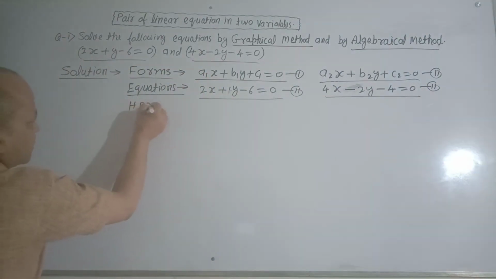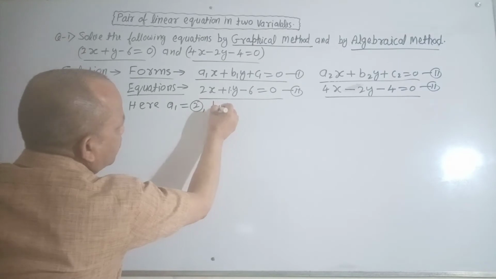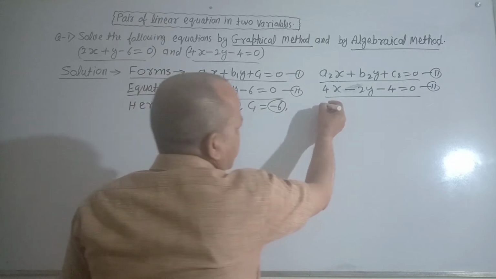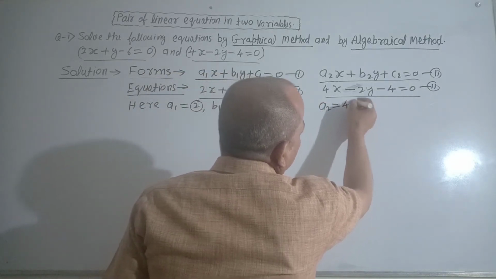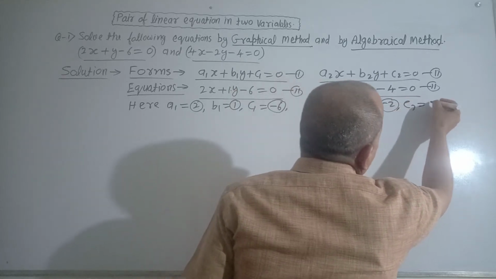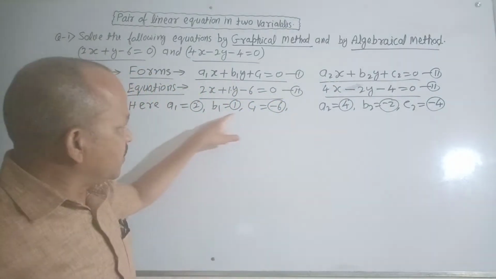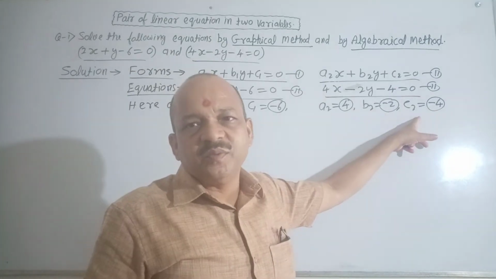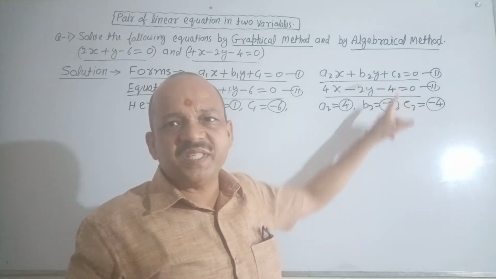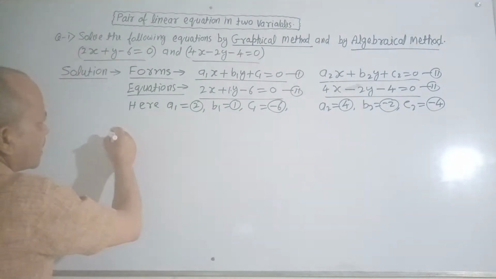Here a1 equal to 2, b1 equal to 1, c1 equal to minus 6. a2 equal to 4, b2 equal to minus 2, c2 equal to minus 4. You find a1, b1, c1, a2, b2, c2 by the help of equation first and by the help of equation second. Clear?